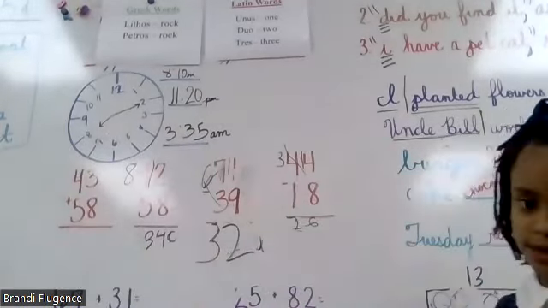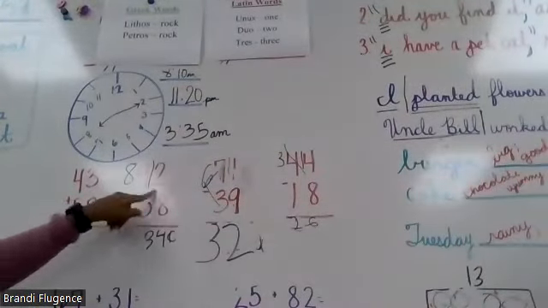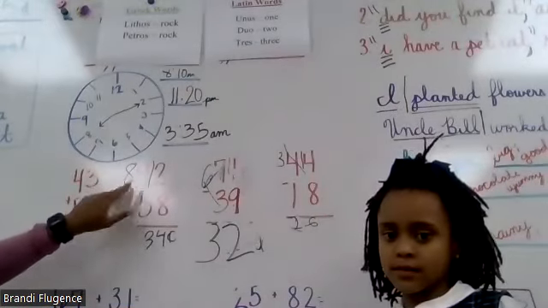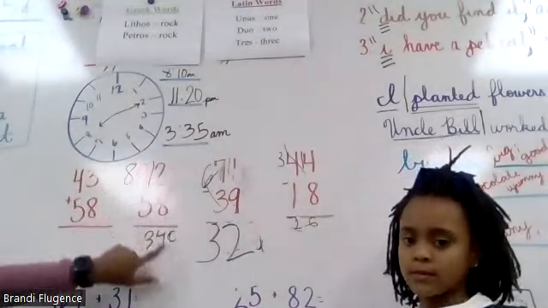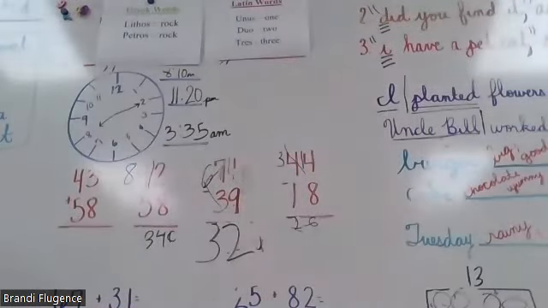Okay, so 2 minus 8 can't, so we take 10 from 82, add that 10 to 2, 12 minus 8 is 4, 8 minus 5 is 3. All right, last one.